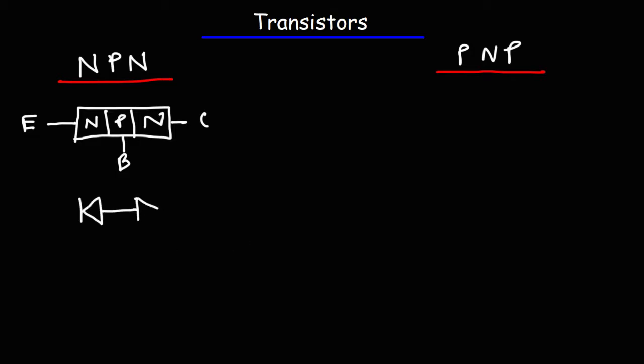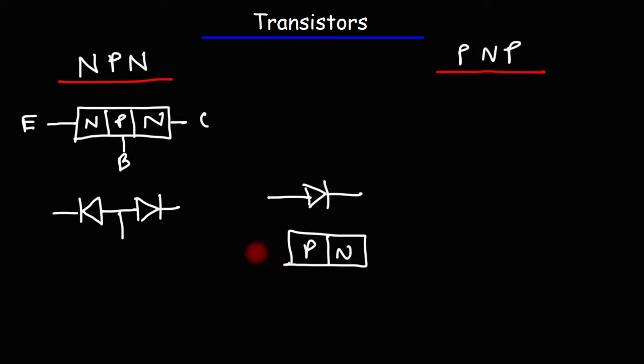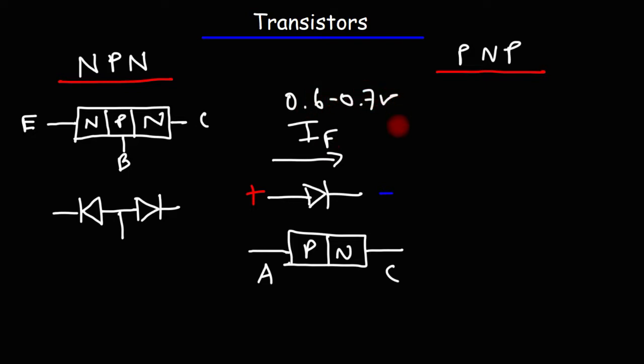An NPN transistor is essentially two diodes connected to each other. The diode always points towards the N-type material. So here's a typical diode, and this is the PN junction of that diode. The P-type part of the diode is known as the anode, and this is the cathode. When you connect the anode to a positive potential and the cathode to the negative potential, current will flow through the diode, and the diode will be in forward bias mode. So it's going to be active with a voltage drop of about 0.6 to 0.7 volts for a silicon diode.